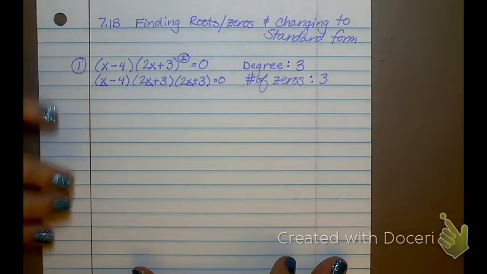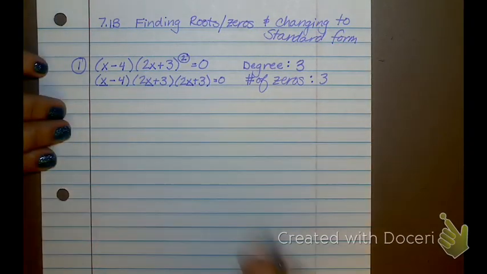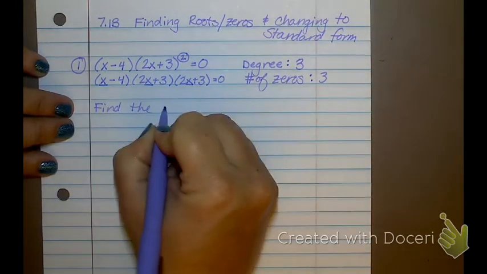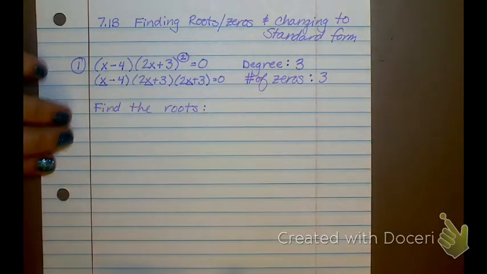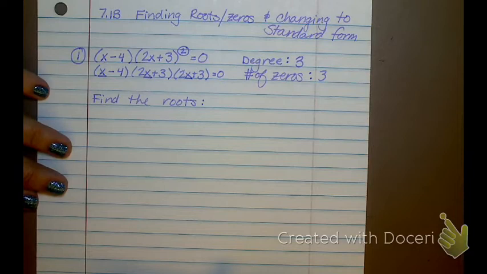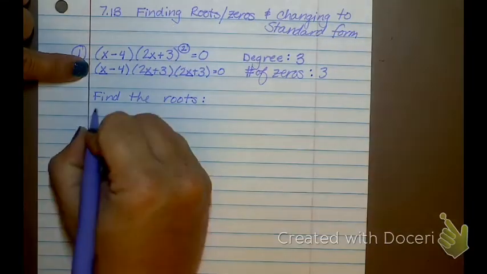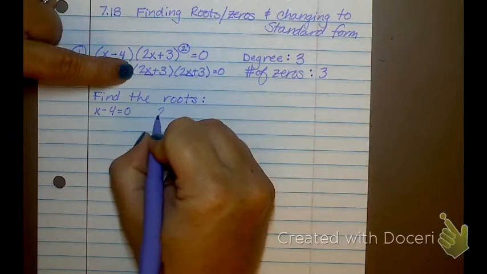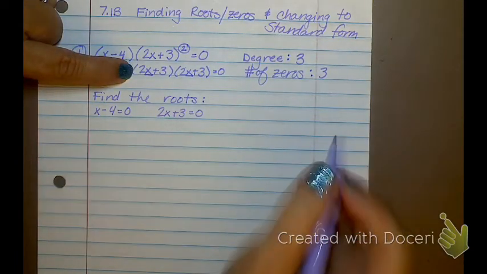Okay, so I have 2 sets of instructions. One set of instructions is find the zeros, roots, whatever you want to call it. The second set of instructions is rewrite in standard form. So we're going to start off with finding the roots. How do I find the roots if it's already in this form? What we did yesterday. Set each of the parentheses equal to 0.